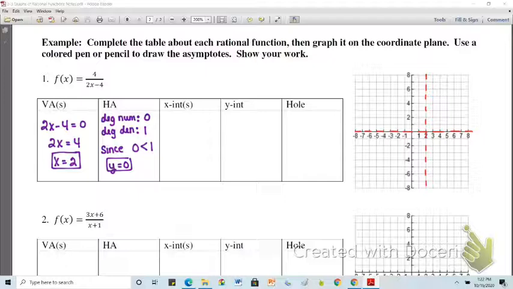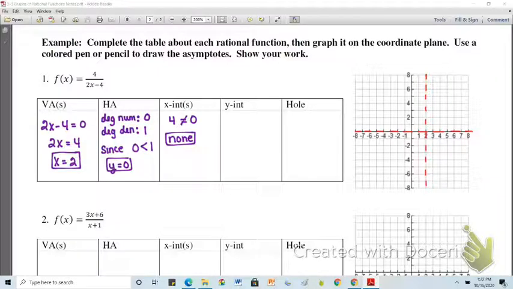Next, we're going to do our intercepts. So the x-intercept says set the numerator equal to 0. Can 4 equal 0? It cannot. So there is none. There is no y-intercept or x-intercept. If you have none for any of these things, you need to put none. If you leave it blank, I'm going to assume you didn't know how to do it.